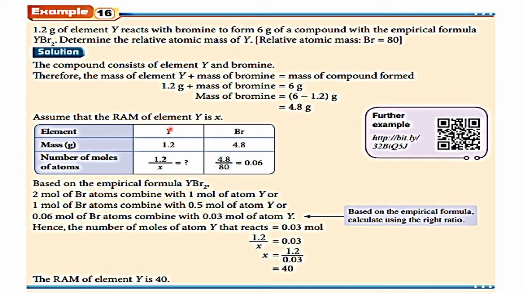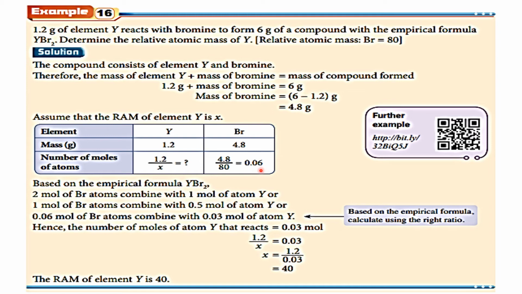Then you make a table. The elements are Y and bromine, and the masses are 1.2 and 4.8. So you find the number of moles. Remember the formula for the number of moles involving mass, from the previous slide: mass of substance divided by molar mass. For bromine, the molar mass is 80, the same as the RAM. So 4.8, the mass, divided by the molar mass, 80, you get 0.06 mole.